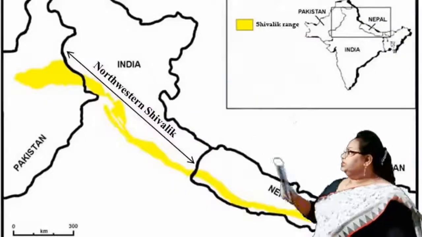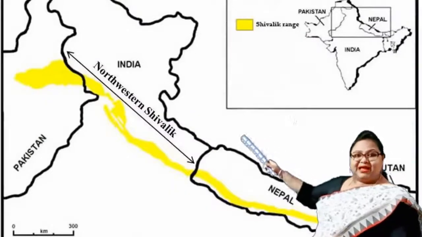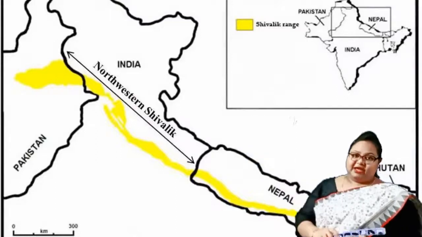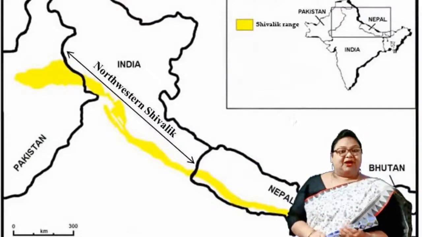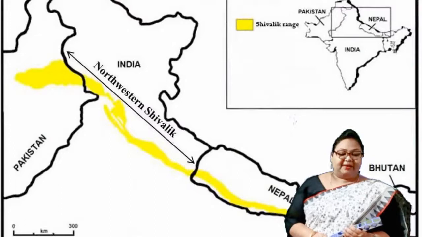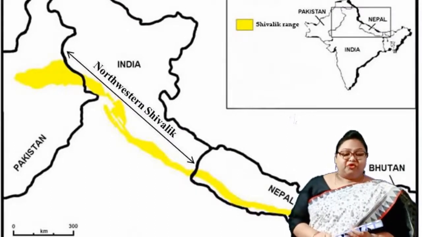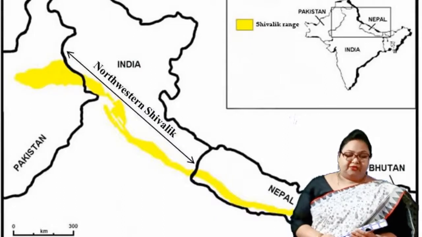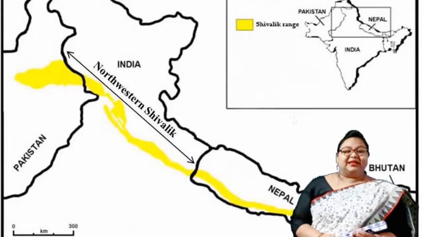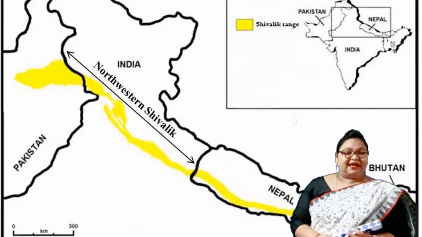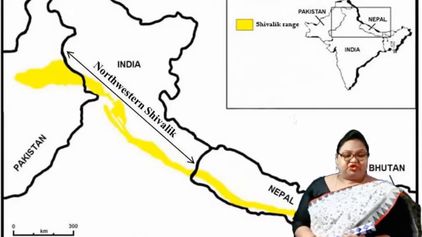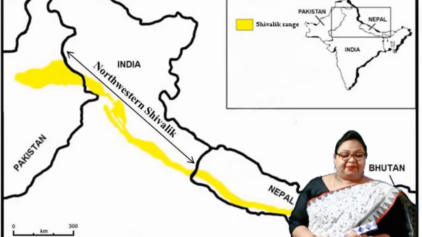Then comes the Shivalik range. Now that is the foothills of the Himalayas. So they are also called the outer Himalayas, and here children, they are made up of loose deposits of soft rocks, mud and silt, and because of that landslides are very common in this particular area.